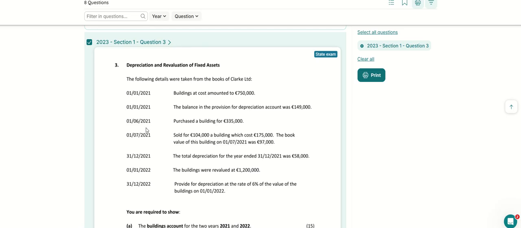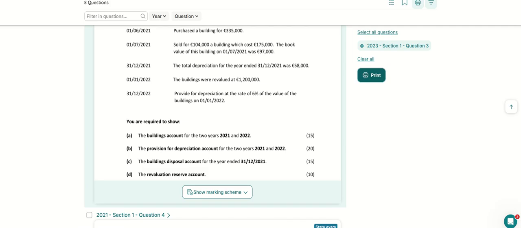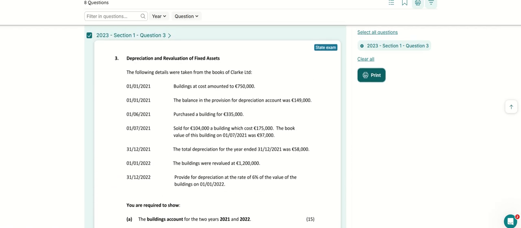We've got 1, 2, 3, 4, 5 items for 2021. We've got 2 items for 2022. So we've been asked for 2 years of accounts in the question. If we go down and look at what's required, we're asked for the buildings account for the 2 years, the provision for depreciation account for the 2 years, the disposal account, and the revaluation reserve account. So 4 accounts is what we're asked for, and we're going to go through the steps now to create those.